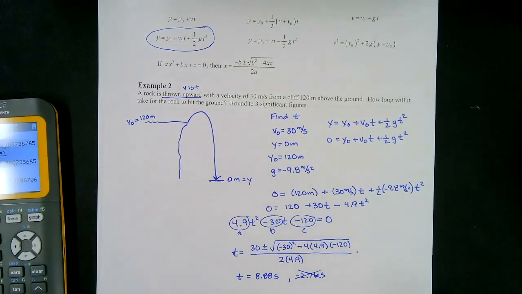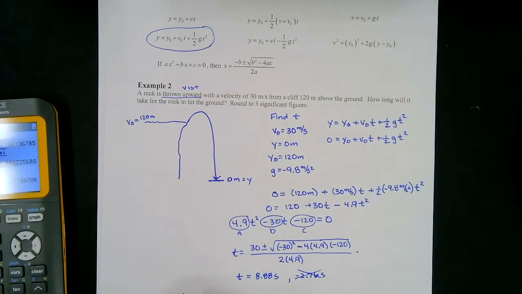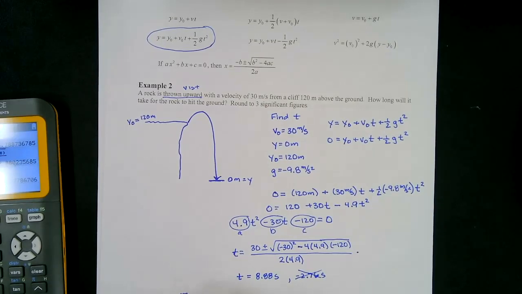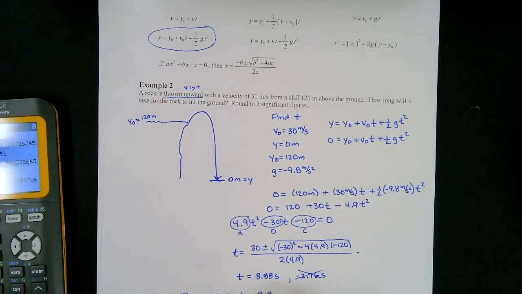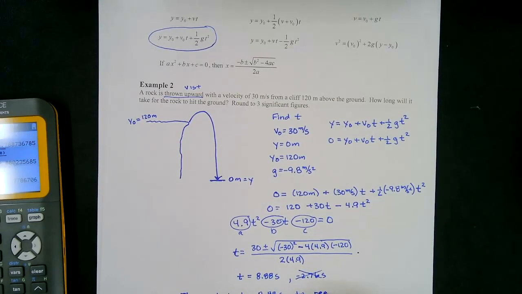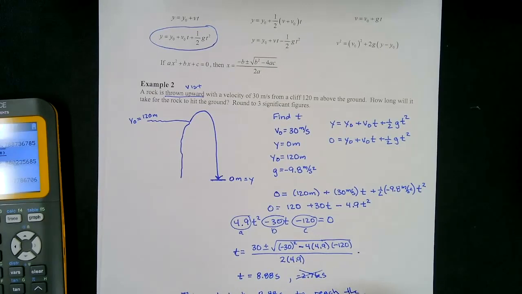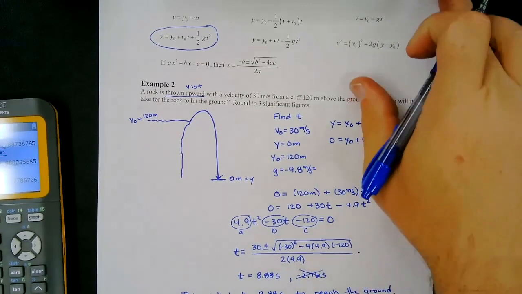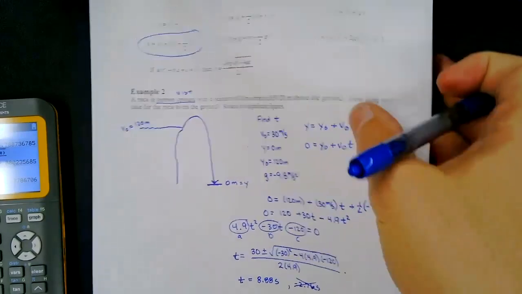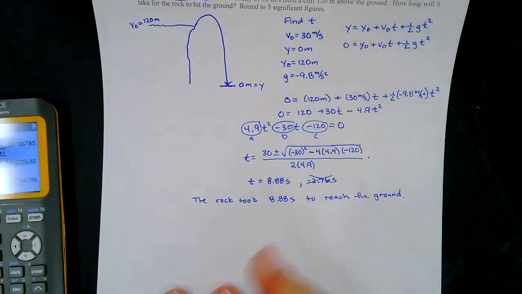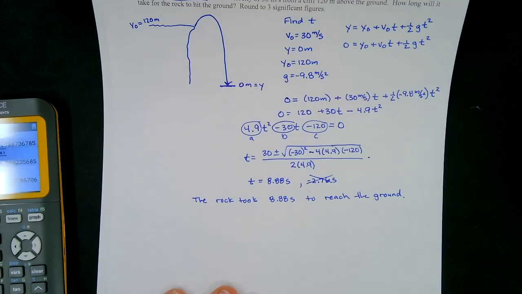So how long did it take to reach the ground? It took 8.88 seconds, okay? So the rock took 8.88 seconds to reach the ground. And let me slide that up. And so the rock took 8.88 seconds to reach the ground.